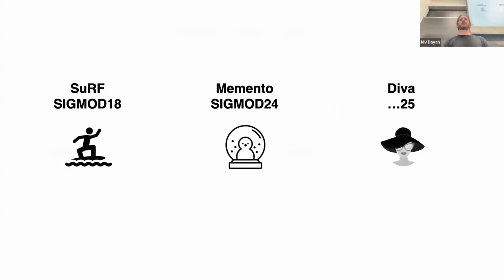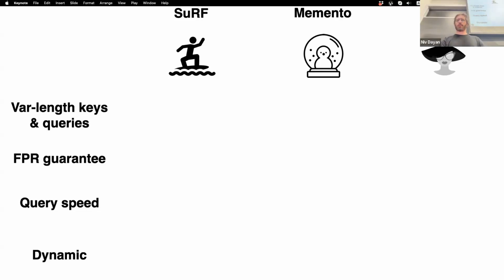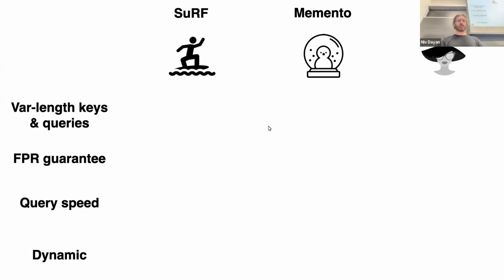So we're going to cover 3 of these papers in this class. SURF, which is the first practical range filter, which is not the best solution, but pretty good for the time and instructive to still explore. And then 2 other papers that are from our lab. And here's the rough story of how things evolve across these.